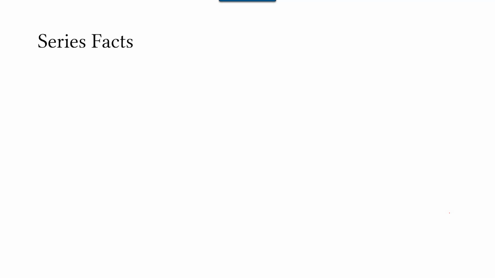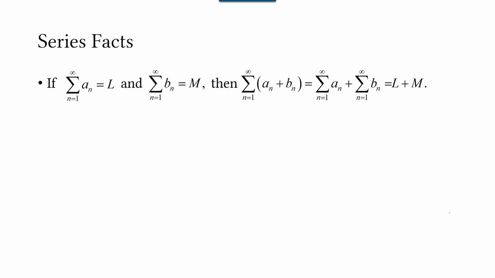A couple of facts about series that we'll use most of the time without comment. These are theorems that we can prove based on the definition of convergence. But the idea is if you have two convergent series, the series of the A terms converges to L and the B terms converge to M, then when you take the series of their sum, that's the same as the sum of the series. So if you took the series n equals 1 to infinity of an plus bn, you would get L plus M. So you can separate convergent series this way.